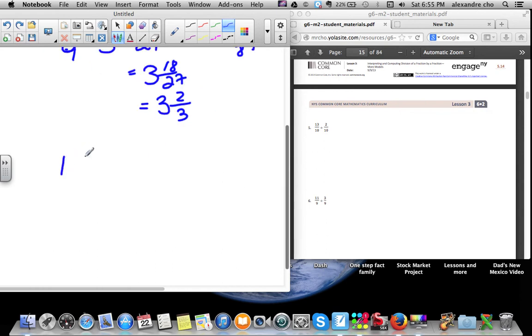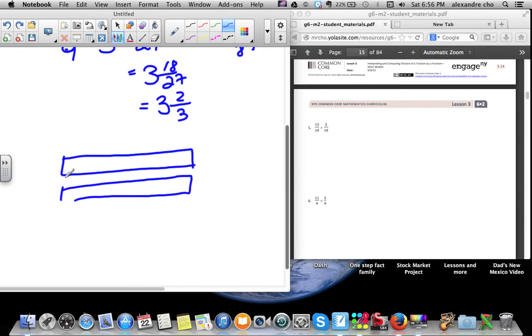So, 11 over 9, we're going to need 2 bars here. Okay, so 1, 2, 3, 4, 5, 6, 7, 8, 9, and another 9. And again, you have 1 over 9, 2 over 9, 3 over 9, 4 over 9, 5, 6 over 9, 7 over 9, 8 over 9, 9 over 9, 10 over 9, 11 over 9.